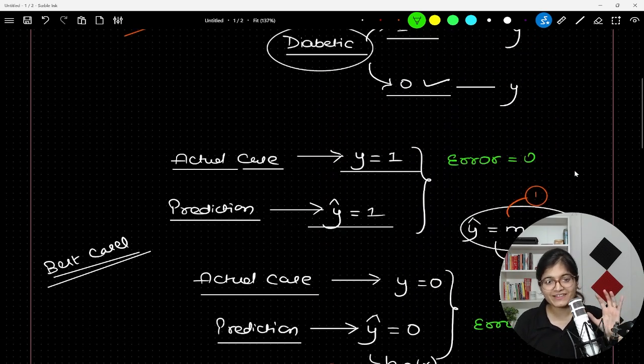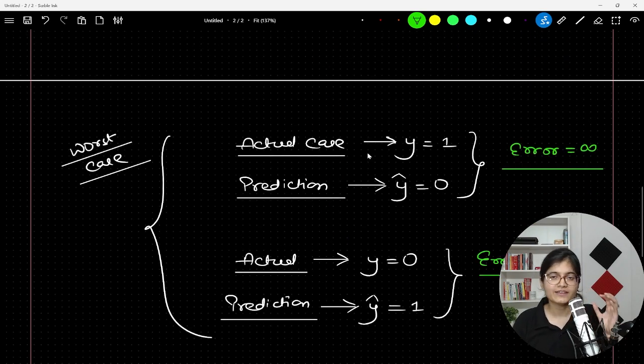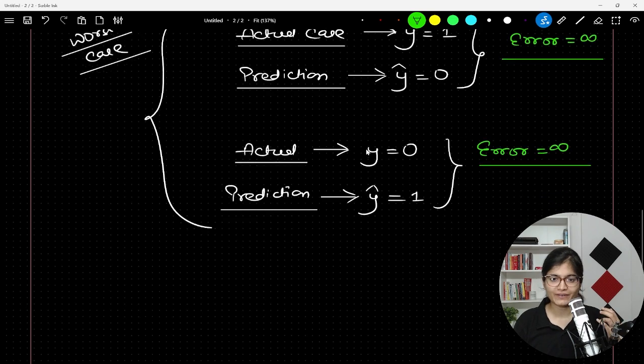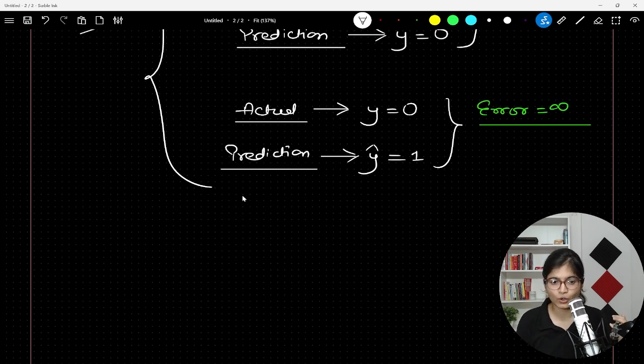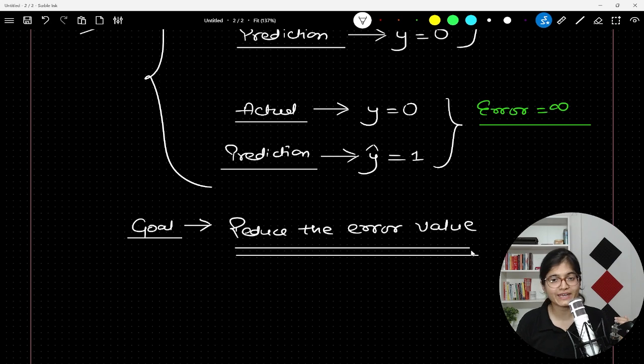So in the best case, your error value will be approximately equal to 0. And in the worst case, your error value will reach towards infinite. So it is going very, very high. And that is what we are doing, right? At the end of the day, when we are training our model, our goal should be to reduce the error value as much as we can by training multiple times, so that we will be able to reach a point where the error will be minimum.